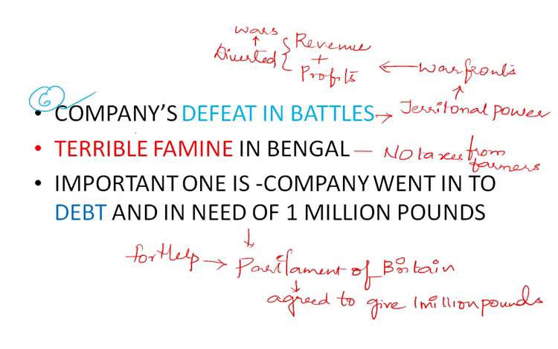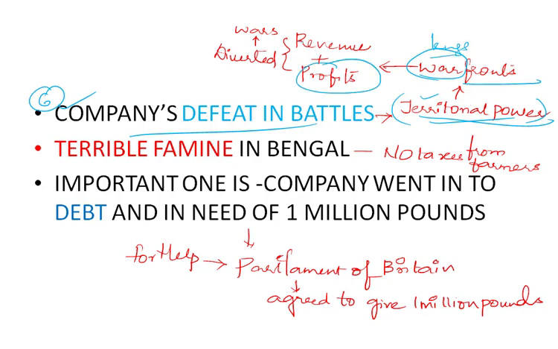And the next thing is the company's defeats in battle. The Company became a territorial power. It wanted to acquire more and more territories, so it started war fronts with different kings. Easily, whatever revenue they got from the profits of trading, and also the revenue obtained from Bengal, Bihar and Odisha, was diverted towards these battles. And in the Anglo-Mysore War, for example, they were defeated at the hands of Hyder Ali. So whatever money was invested in this war was lost. This also deteriorated their financial condition.